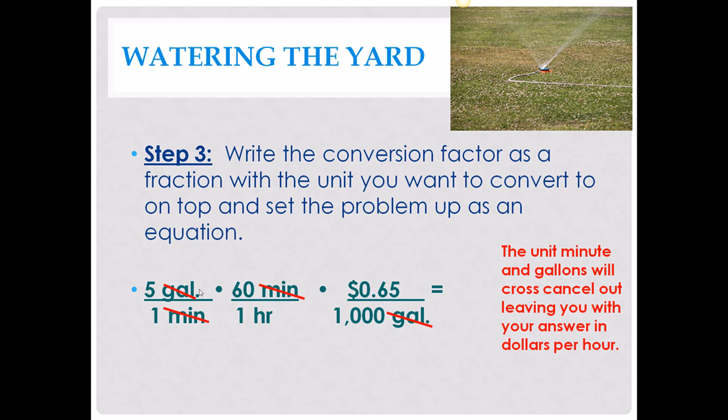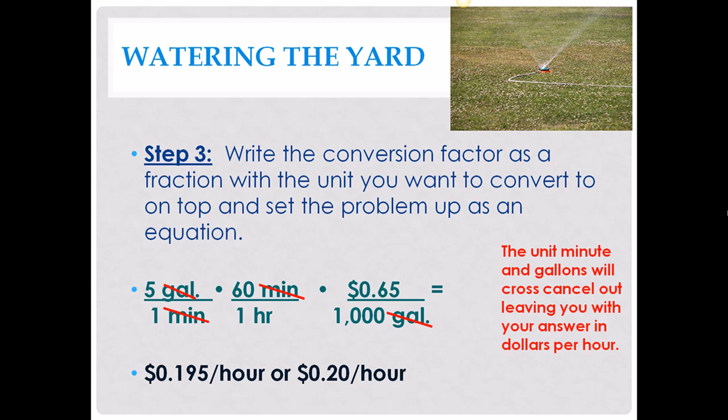Gallons cancels with gallons, minutes cancels with minutes, and what's left in my numerator? Dollars. What's left in my denominator? Hours. So let's multiply straight across. 5 times 60 times 65 cents divided by 1 times 1 times 1,000 equals $0.195 per hour, which is roughly 20 cents an hour. Someone is getting a smoking deal on watering their lawn.